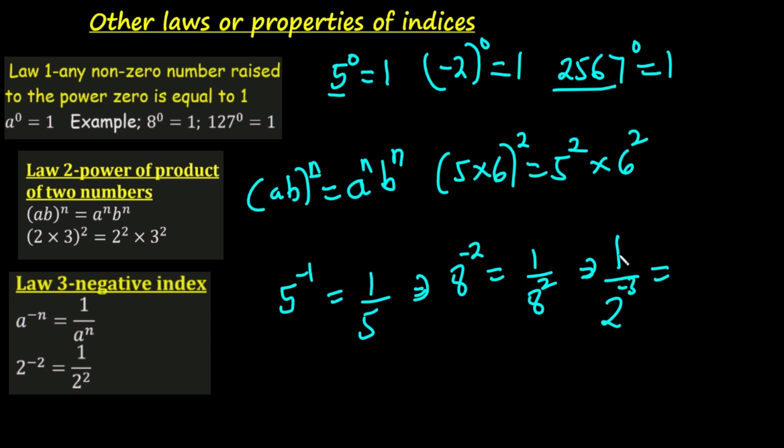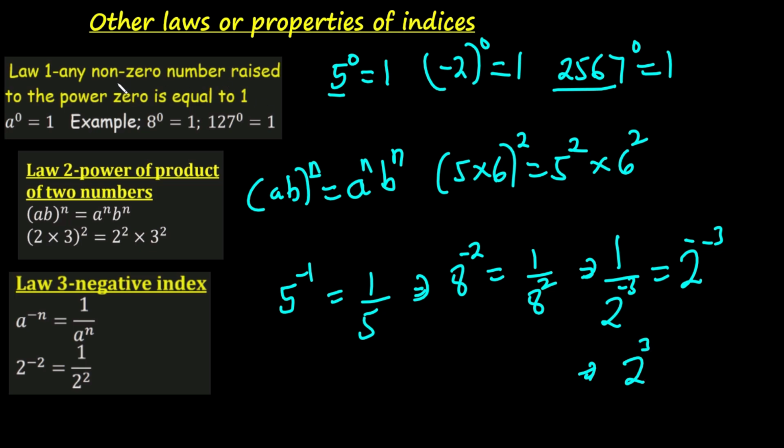In this one, 1 over 2 raised to the power negative 3, you write the 2 up with negative 3. But don't forget, before you can do it in this way, you must also bring the negative. So it's like this, and then it's going to be 2 raised to the power 3.